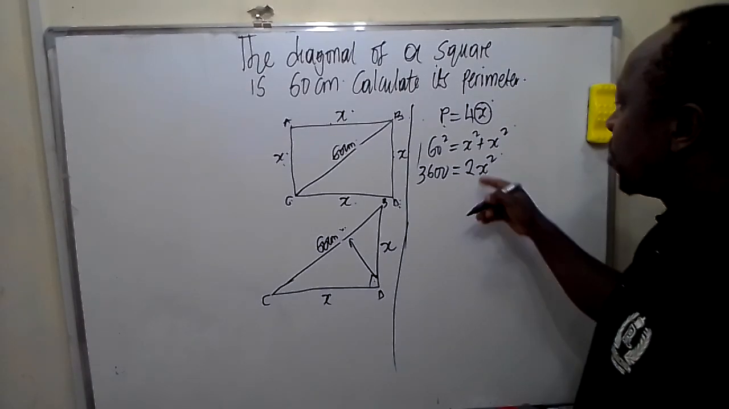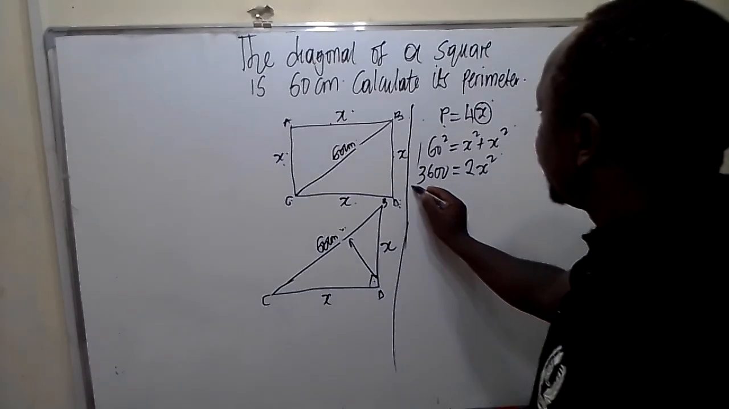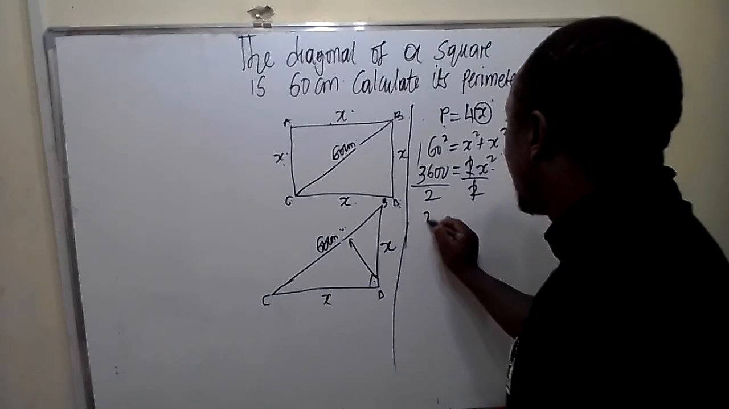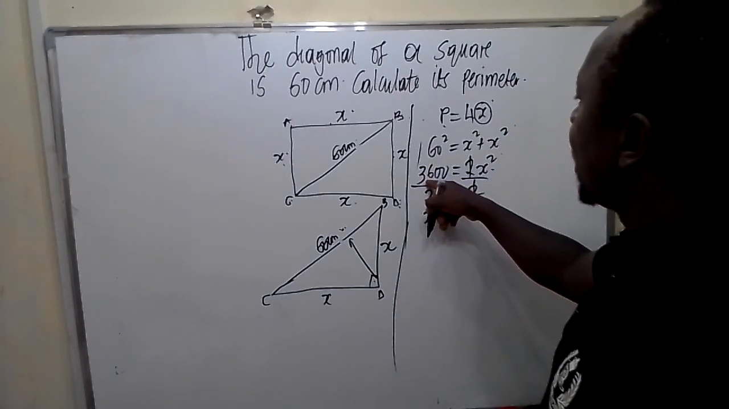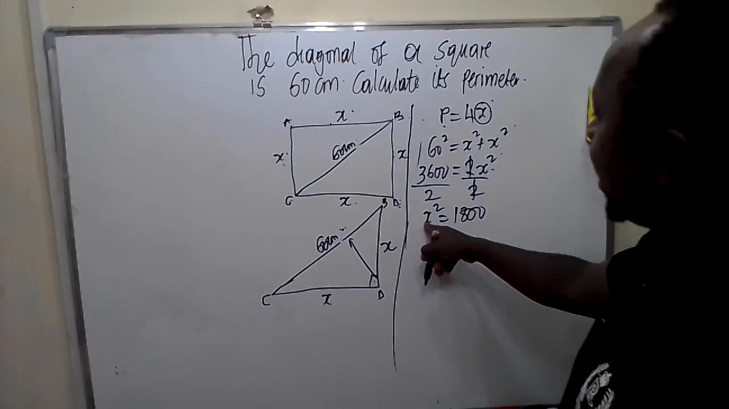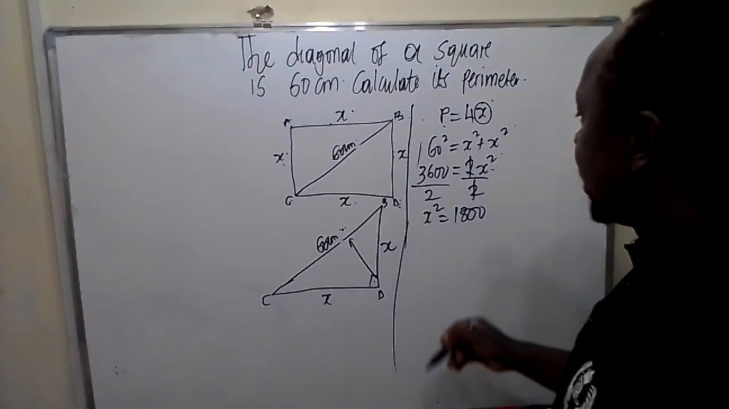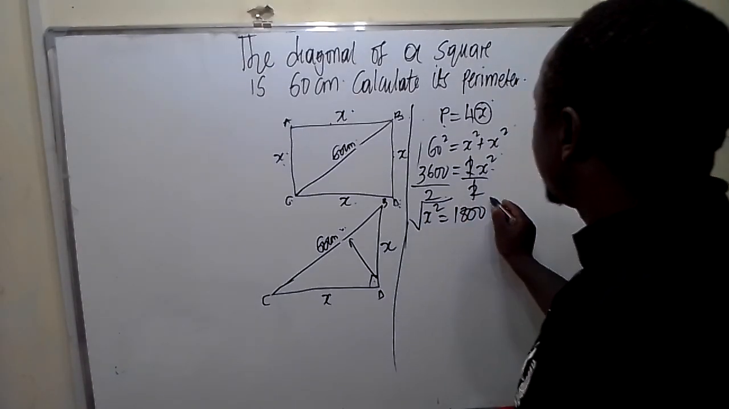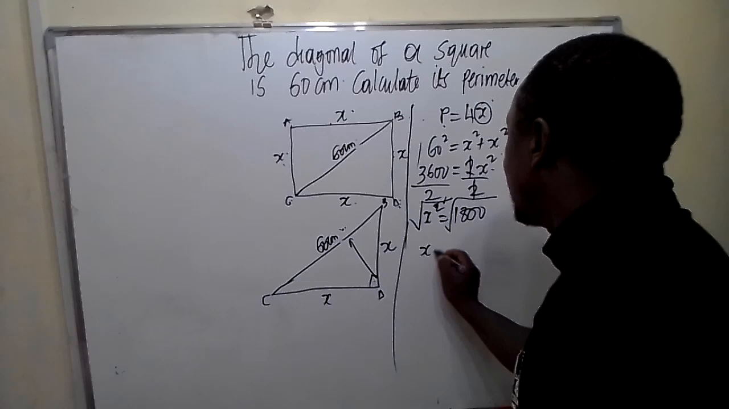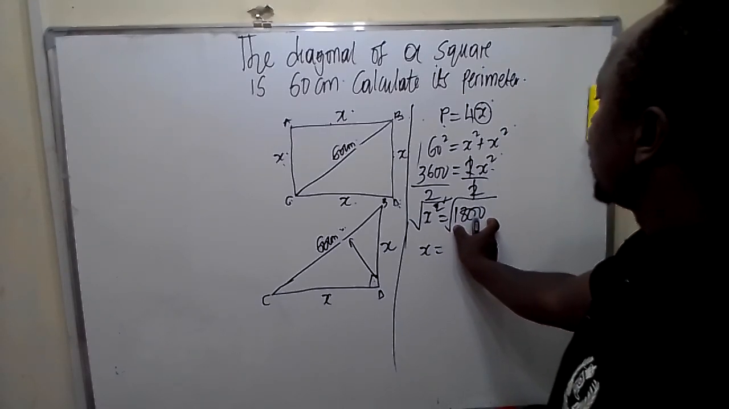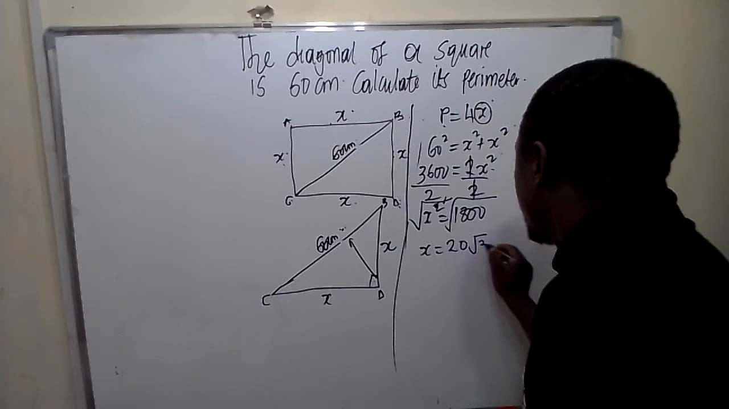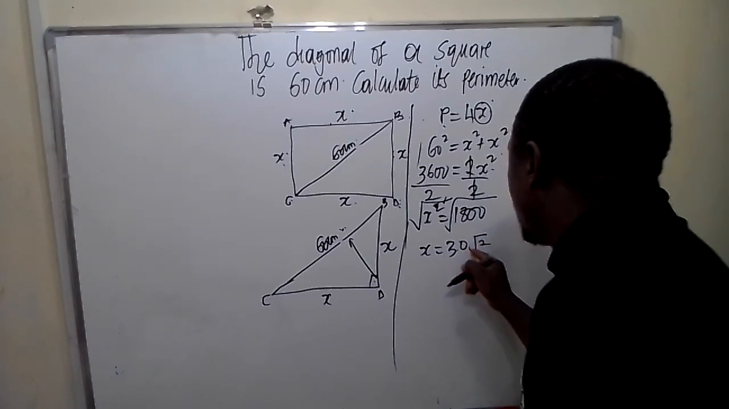To find the value of x, we are going to be dividing both sides by 2. If you divide this side by 2, we also divide this side by 2. We cancel 2. We will be left with x squared equal to 3600 divided by 2, which is 1800. To find the value of x, we will be finding the square root on both sides. The square root cancels the square, and we will be left with x equal to the square root of 1800, which can be expressed as 30 root 2.